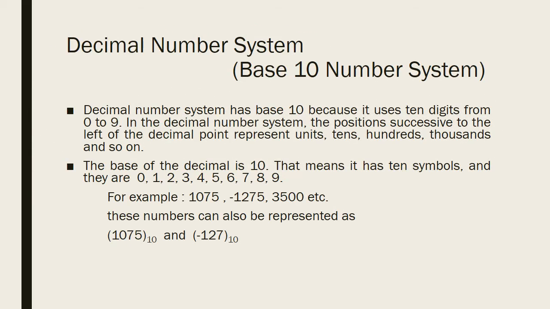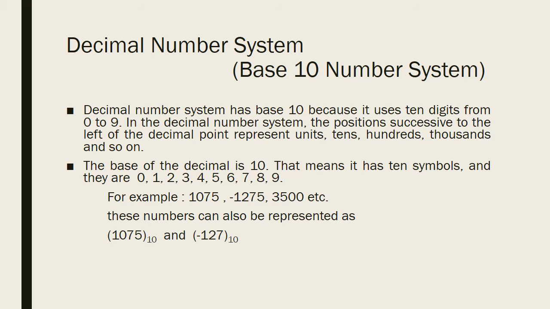So, after knowing the number system types, let's explore these number systems in detail. The first number system that I'm going to tell you about is the decimal number system. The word decimal here comes from the word deci, which means 10. That is why this number system is also called the base 10 number system. Decimal number system has base 10 because it uses 10 digits, 0 to 9, and they are 0, 1, 2, 3, 4, 5, 6, 7, 8 and 9.